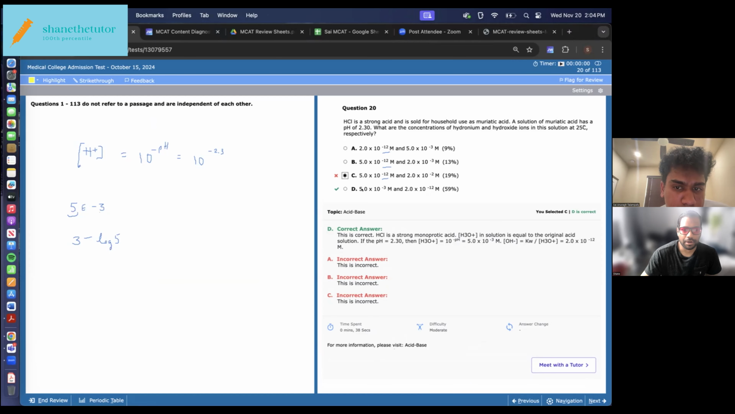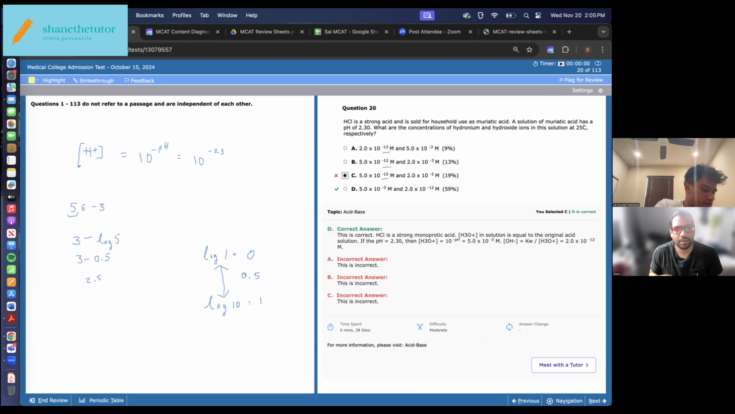Now, what's log of 1? 0. What's log of 10? 1. So anything between 1 and 10, we can estimate or approximate as 0.5. So now this will be 3 minus 0.5, which will give you 2.5, which is pretty similar to our 2.3 value. Oh, okay. That makes more sense. I see what they're doing.